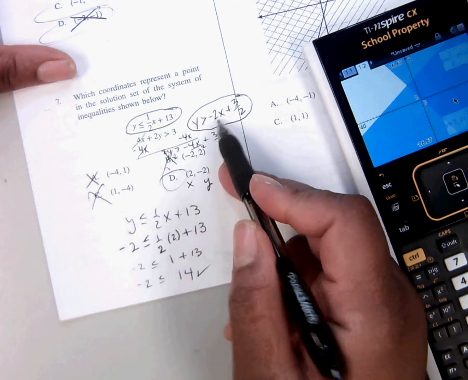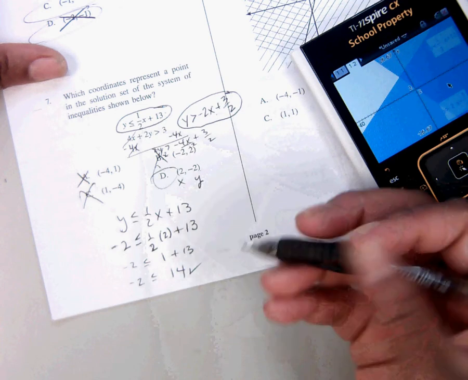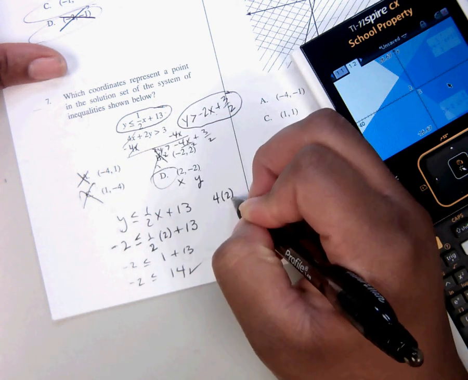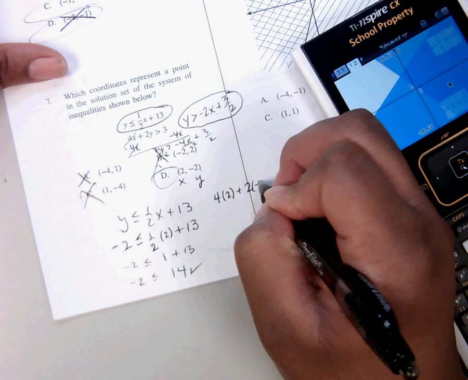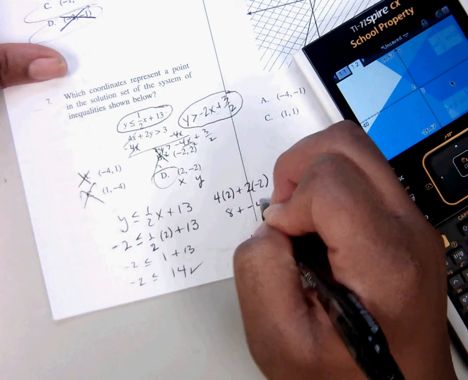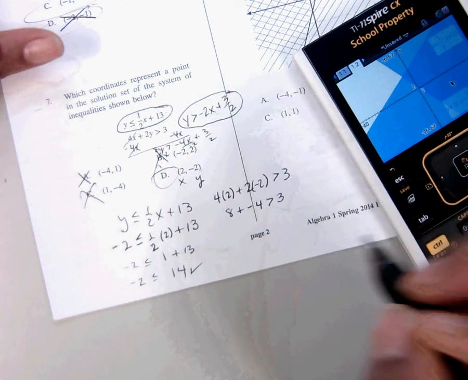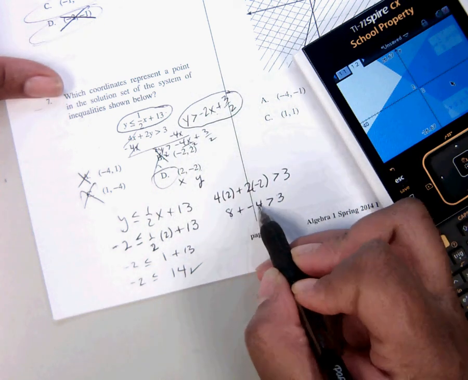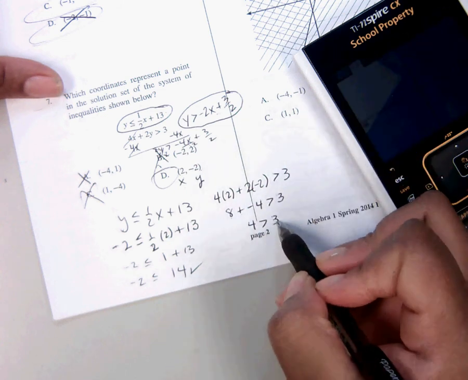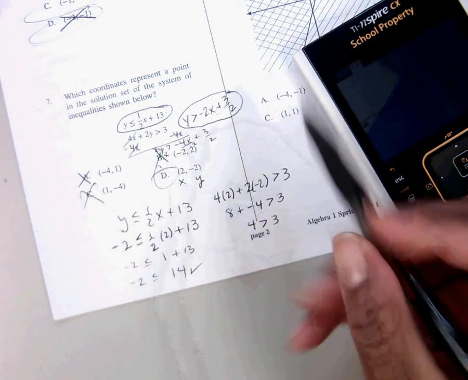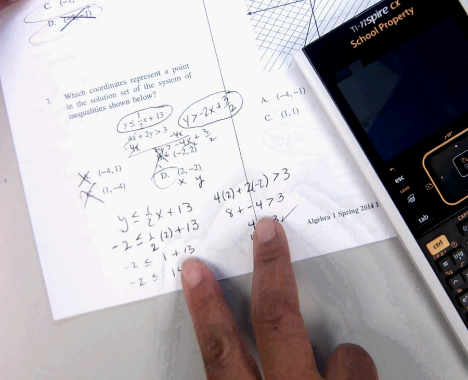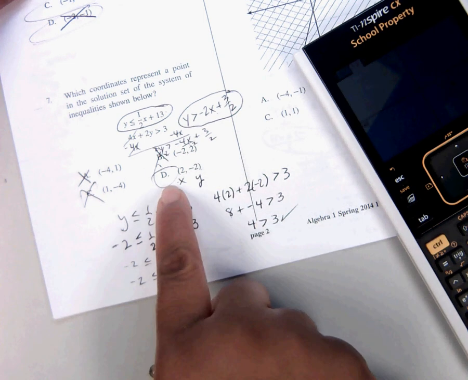Now we try the next one, and you can use this one or that one. So we're going to use the other one. 4 times x, which is 2, plus 2 times y is greater than 3. So 8 plus -4 is greater than 3. Now 8 plus -4 is +4. Is 4 greater than 3? Yes, it is. So that further proves that this is in the shaded region. If it satisfies both equations, it is in the shaded region.